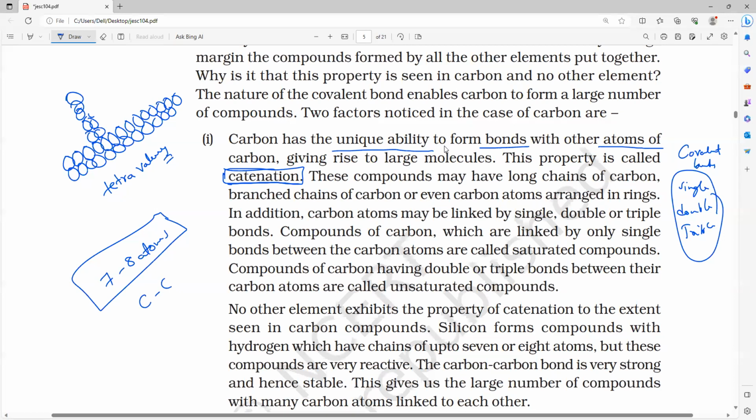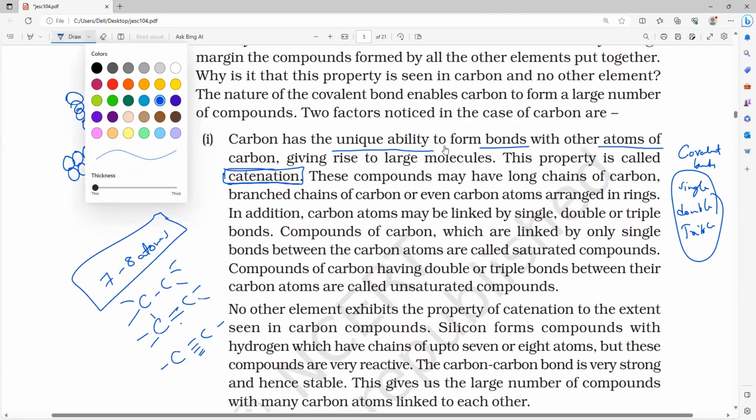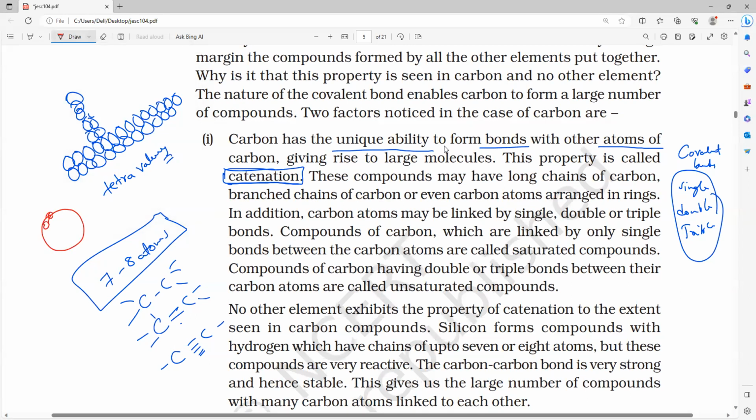Carbon can form a single bond, carbon can form a double bond, and carbon can form a triple bond also. No other element can show this property. It forms millions of carbon atoms together, in long, straight or branched chains. Carbon is even arranged in the form of rings also.